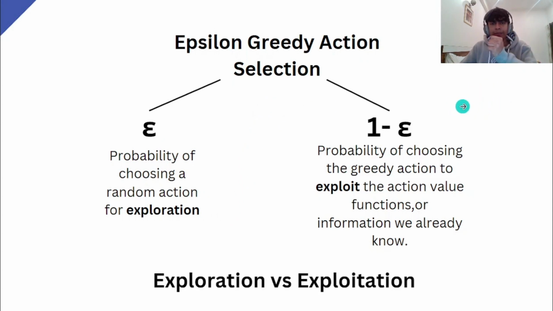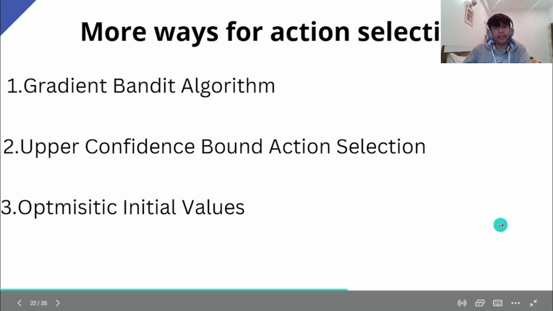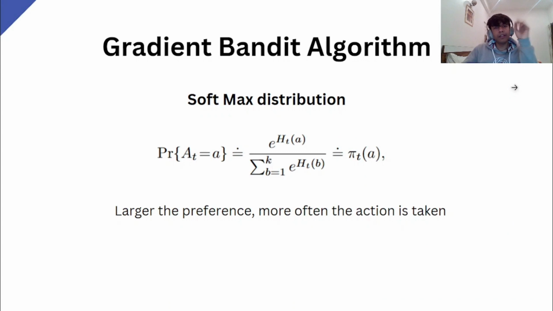versus exploitation. And there are many more methods which counter this problem, and we'll learn about them in the next section. So we'll be looking at some more ways for action selection. The first is the gradient bandit algorithm. The gradient bandit algorithm uses the softmax distribution function, or the Boltzmann distribution. What it does is it distributes probability to each and every action of being picked, and that probability is directly proportional to the action value estimate.